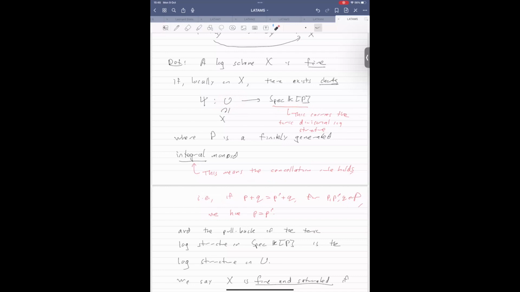Thank you. And also, is it clear from this definition that divisorial log schemes are fine, or is it even true that? No, it's not true in general. If you have some bad singularities, they may not be fine.